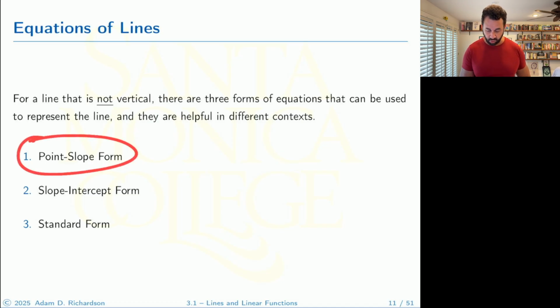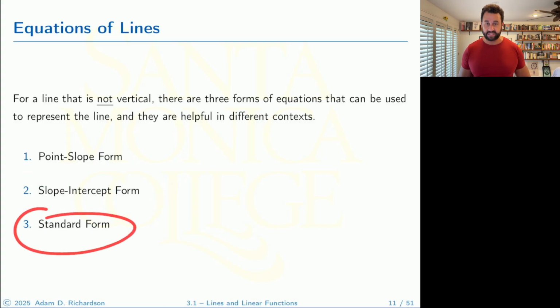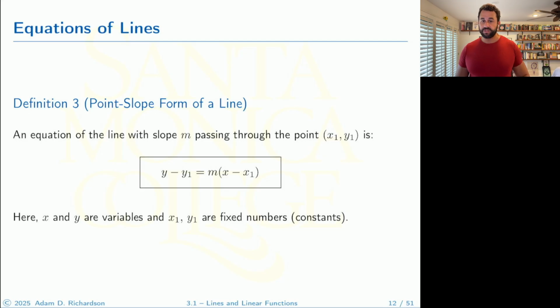So the first one is point slope form. The second one is slope intercept form. And the third one is standard form. And we're going to go through all three of those right now, starting with point slope form. So an equation of the line with slope m passing through the point x1, y1 is given by this equation here in the box. Y minus y1 equals m times x minus x1.